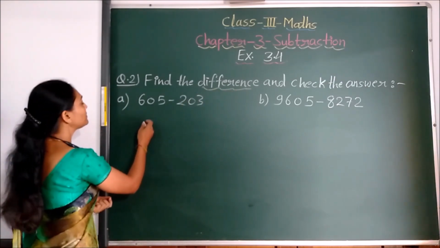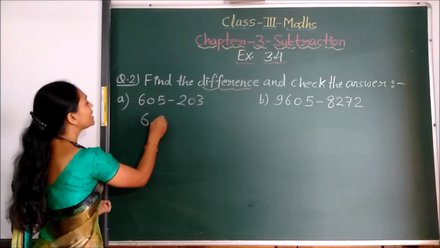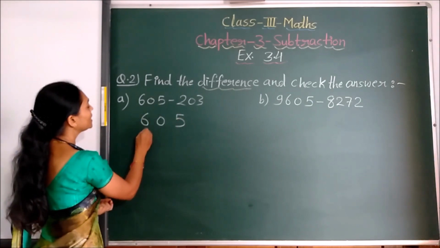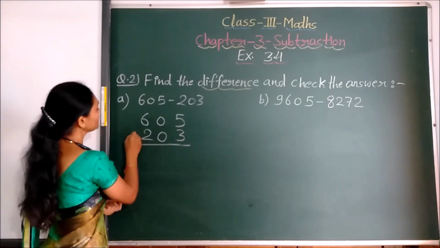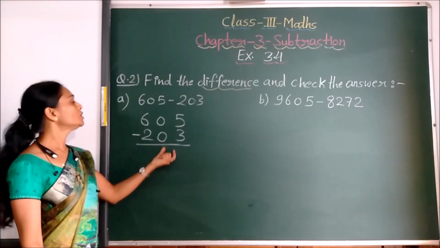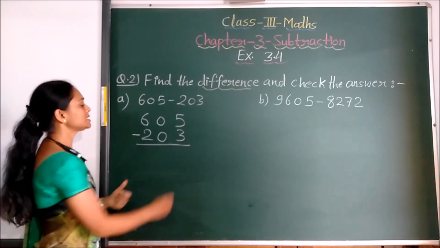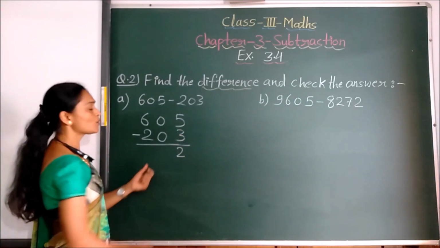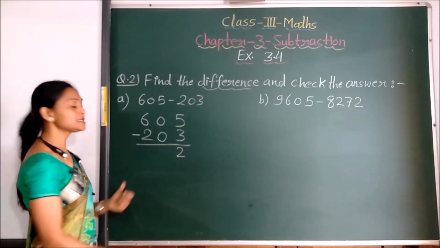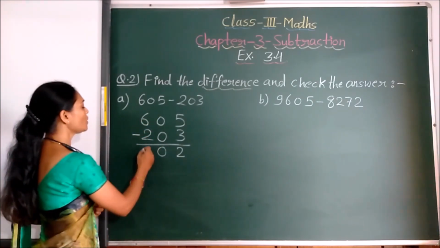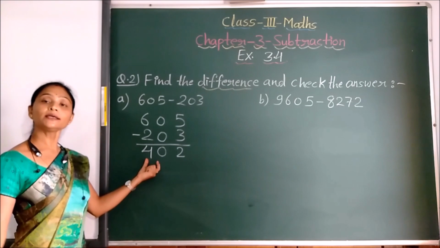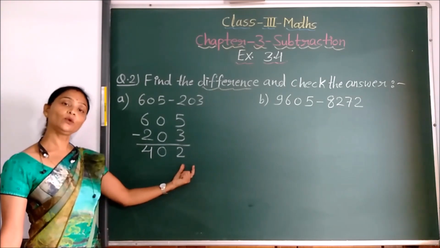Yes. Now we will subtract these two, 605 and 203. These two numbers we have to subtract. So see children, 5 minus 3 how much is it? It is 2. And then 0 minus 0 how much is it? 0. And 6 minus 2, 4. So what we got? We got 402.